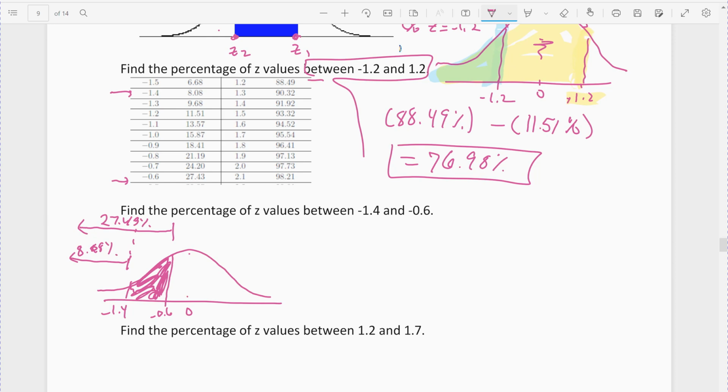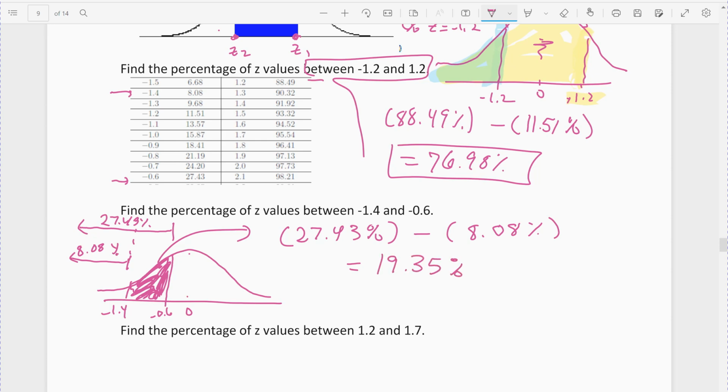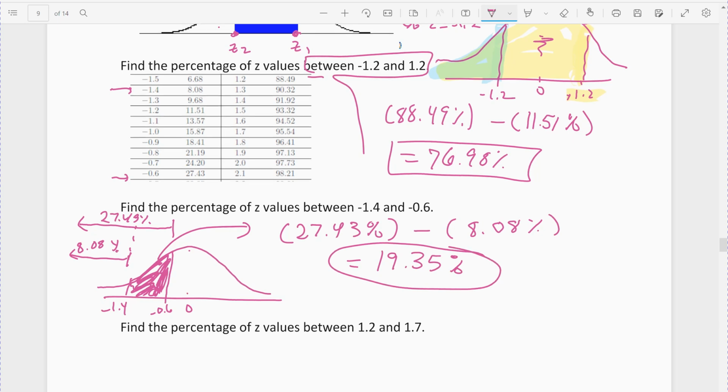Can't read that, 8.08%. And so to find the area I want, I take the 27 and subtract away the 8. So to find the percent I want, which is that red area I've got shaded, I take the 27.43% found at the negative 0.6 z-score, subtract away the 8.08% found at the negative 1.4, and that leaves me with the region that I want, which is 19.35%. Alright, that's the region I'm looking for.